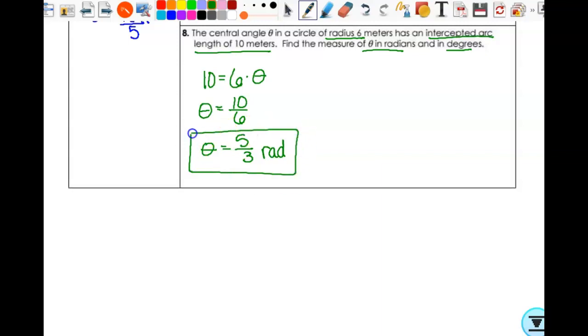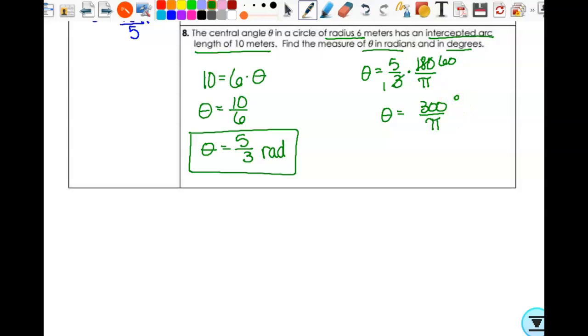All right, so that's in radians. Then we need to do it in degrees. So your theta is equal to 5/3. That's radians. I want degrees. What do I multiply by? Try again. 180 over pi. Okay? And so then what does that mean? Let's see, 3 goes into 3 once, goes into 180 60 times. 5 times 60. Theta is equal to 300 over pi degrees.